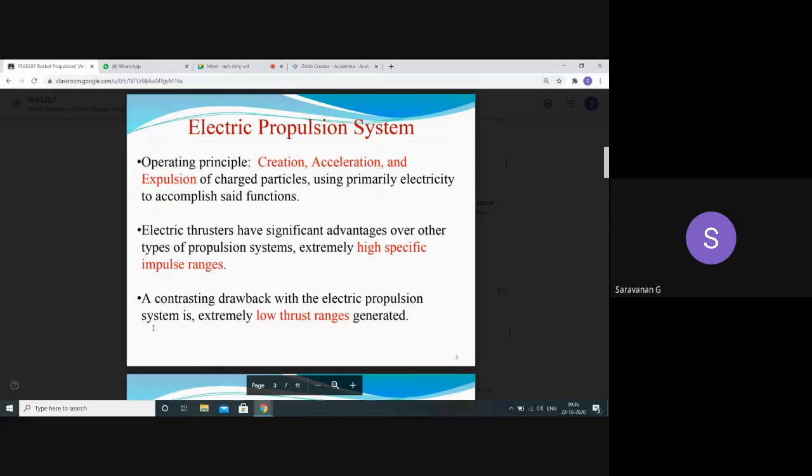I already told you the basic principle. We use an electricity power source in the form of voltage and current to heat the propellant. There are three operative stages, with charged particles in the form of gas particles. The first stage is creation, the second is acceleration, and the third is expulsion. First, creation of the charged particles; second, acceleration of the charged particles; third, expulsion of the charged particles through the nozzle. We are able to get all these functions by using electricity.